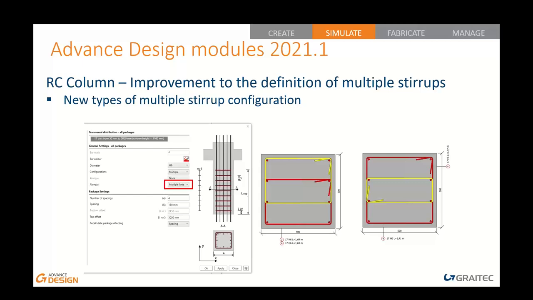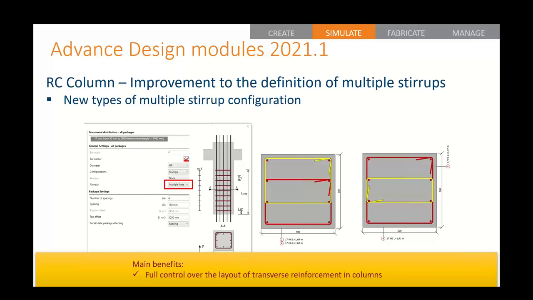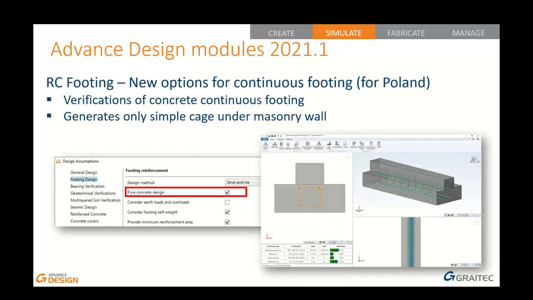In the previous 2021 version, it was not possible to get, let's say, the first configuration with two equal stirrups. Now it's possible. So the main benefit is that now we have full control over the layout of transversal reinforcement of the columns. That change is available in the edit dialog, so we can make that change especially when we edit the reinforcement.